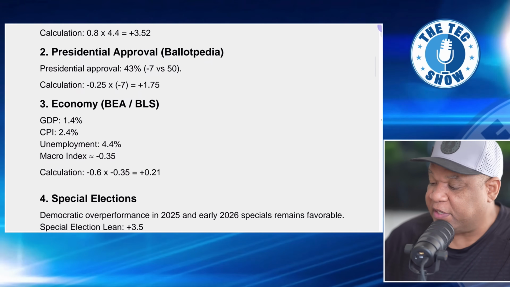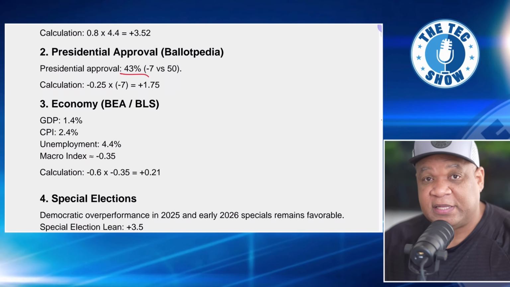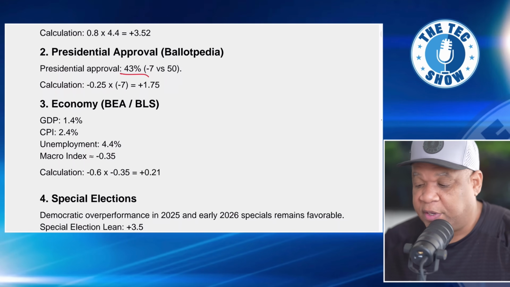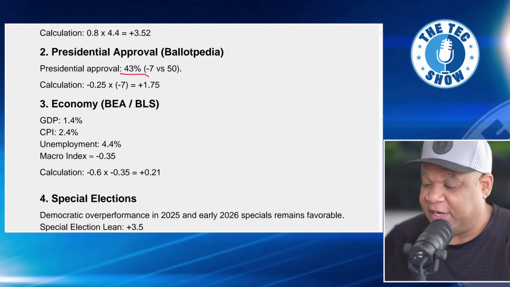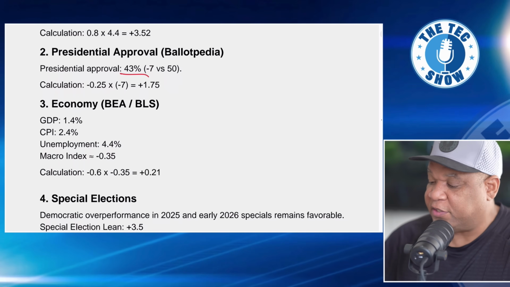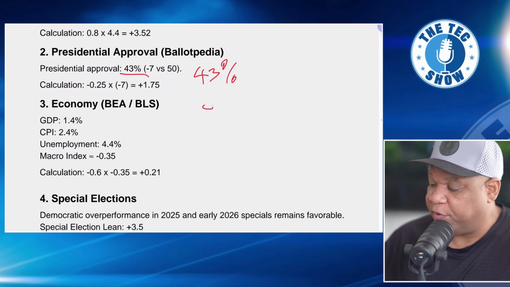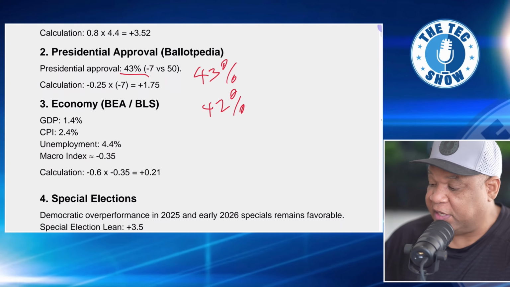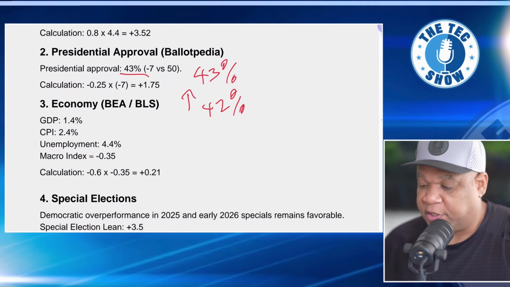Okay, looking at presidential job approval. Presidential job approval right now is at 43%. That means 43% of the people polled think that the president's doing a good job, but that means 57% think the president is not doing a good job. This 43% is actually up. It was down to 42% the last time that we looked at this a month ago. And so you see it has increased. So that means the president's job approval has gone up just a little bit.